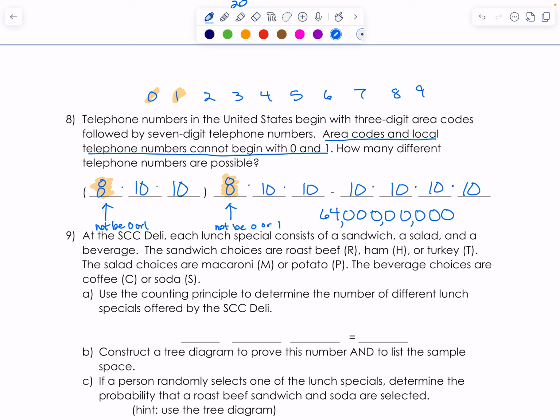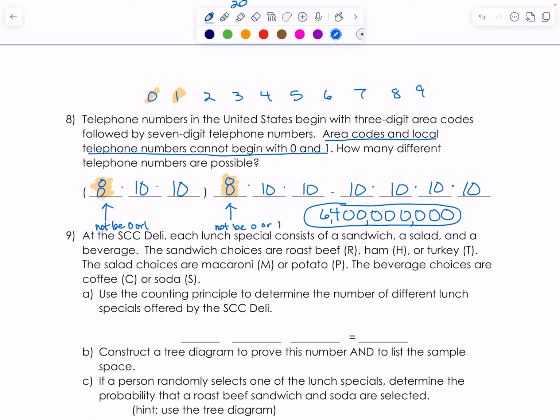1, 2, 3, 4, 5, 6, 7, 8. Okay. I put this guy in the wrong spot. Sorry. 1, 2, 3, 1, 2, 3, 1, 2, 3. There we go. So that's how many numbers that you could possibly use.